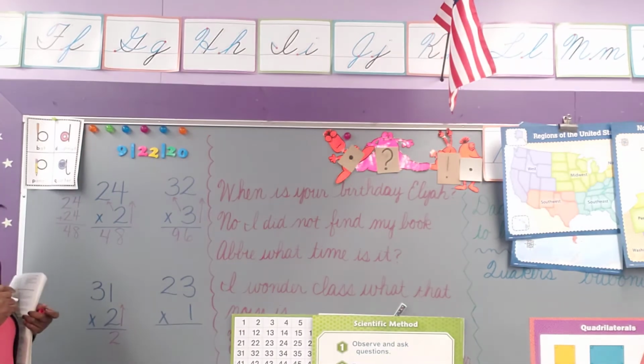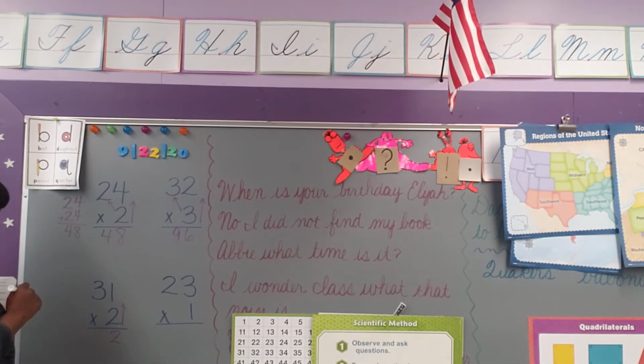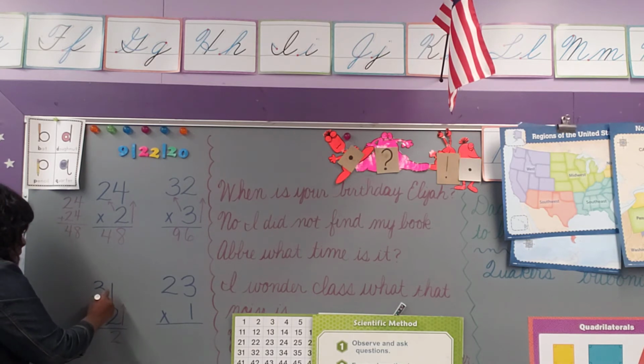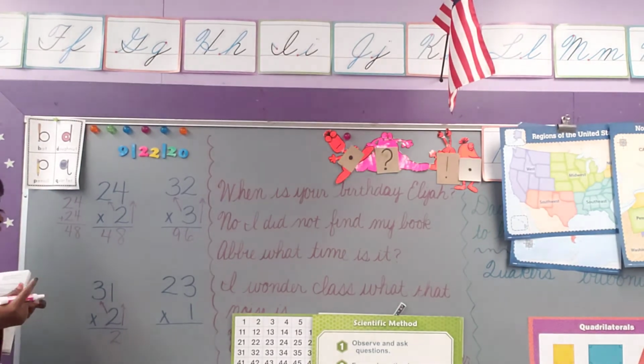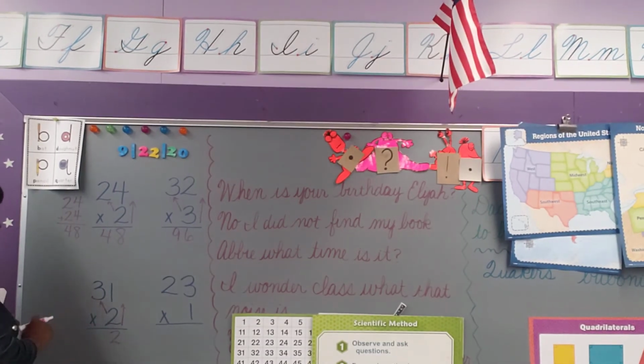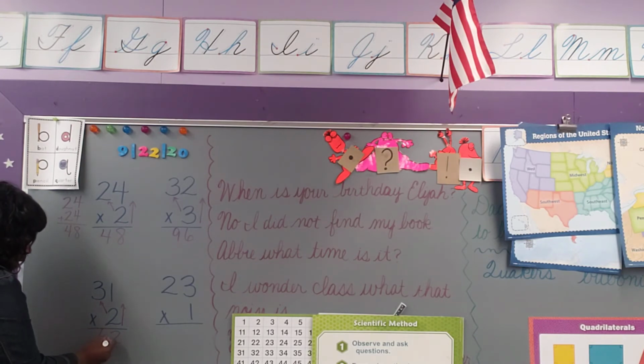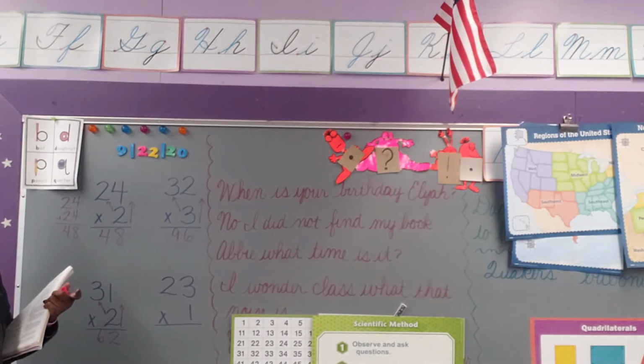Now what do I need to do, Lily? You need to do 2 times 3. Now I need to multiply my tens digit. Very good. I need to multiply my tens digit by my 2. I haven't done that yet. 2 times 3 equals 6, and I put my answer underneath and I'm done. Simple, right? So easy.